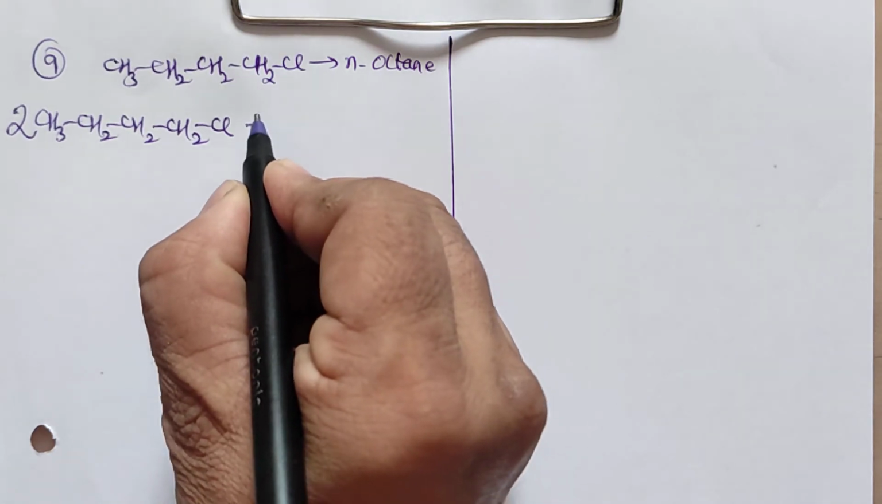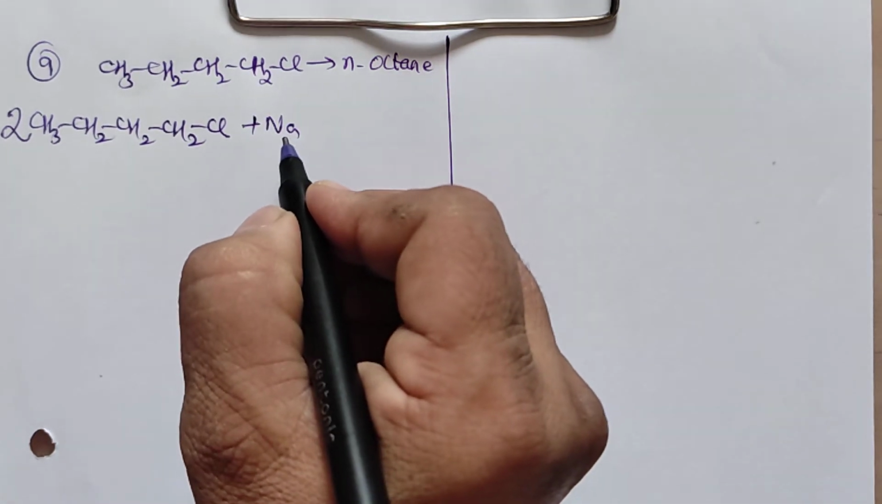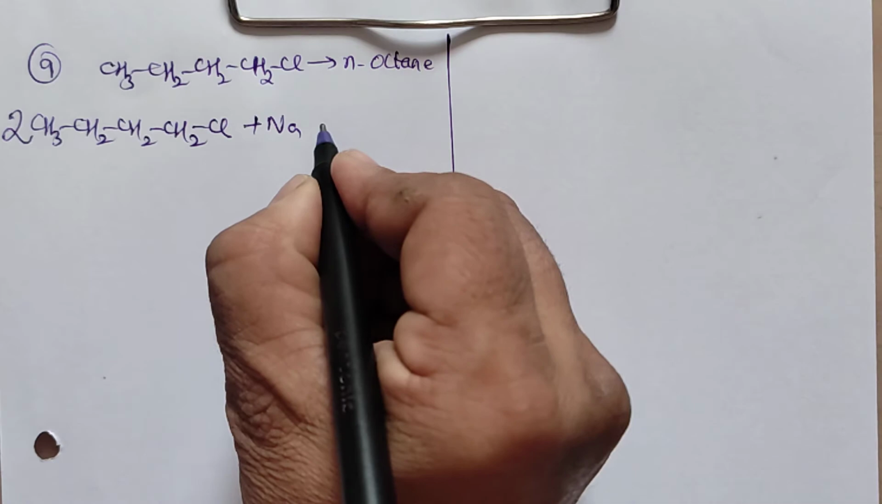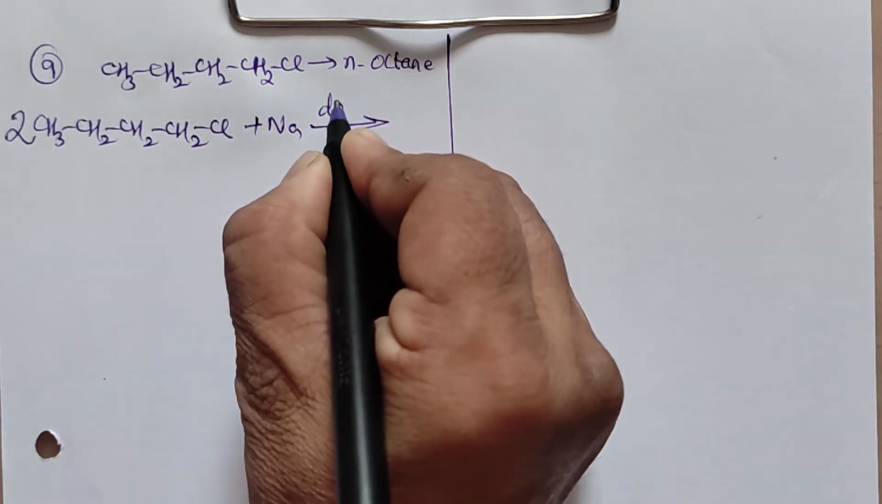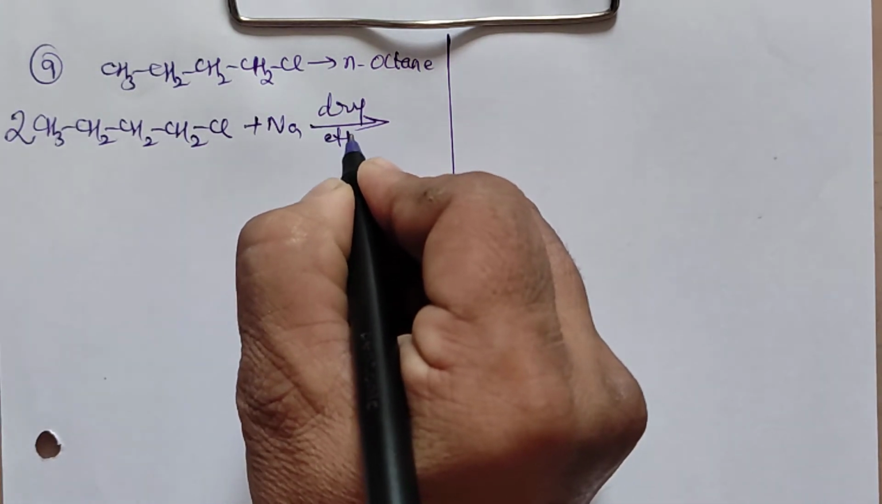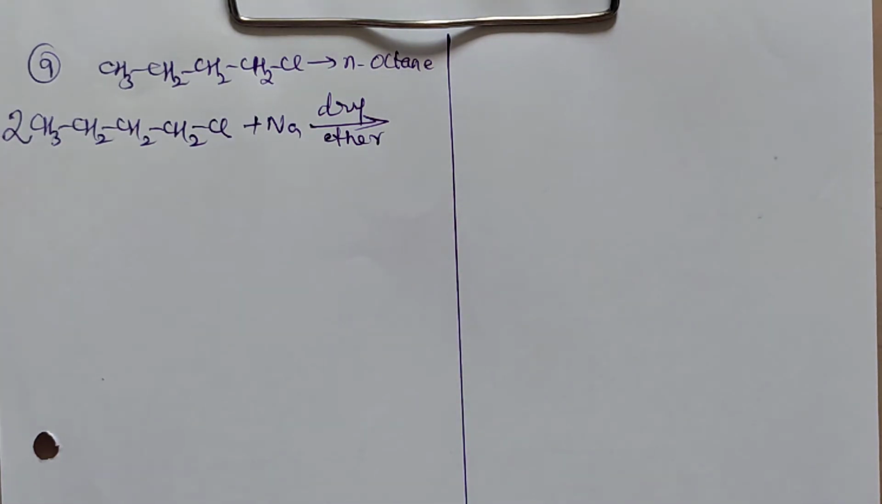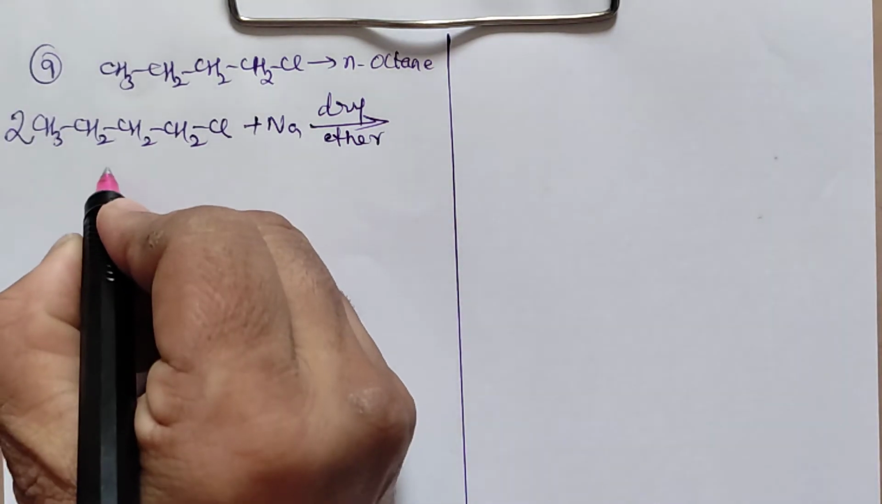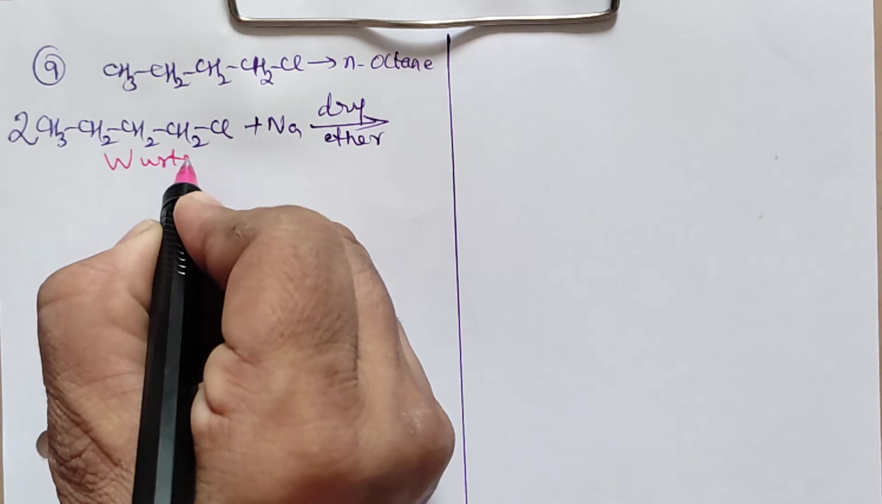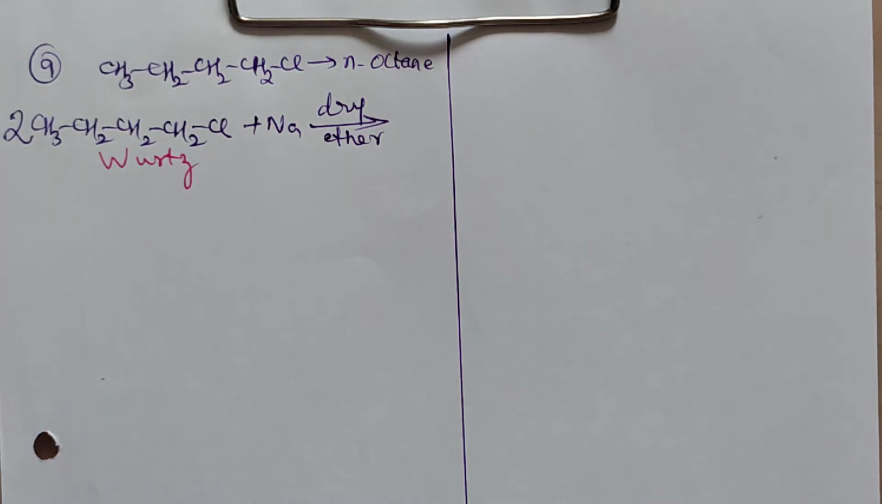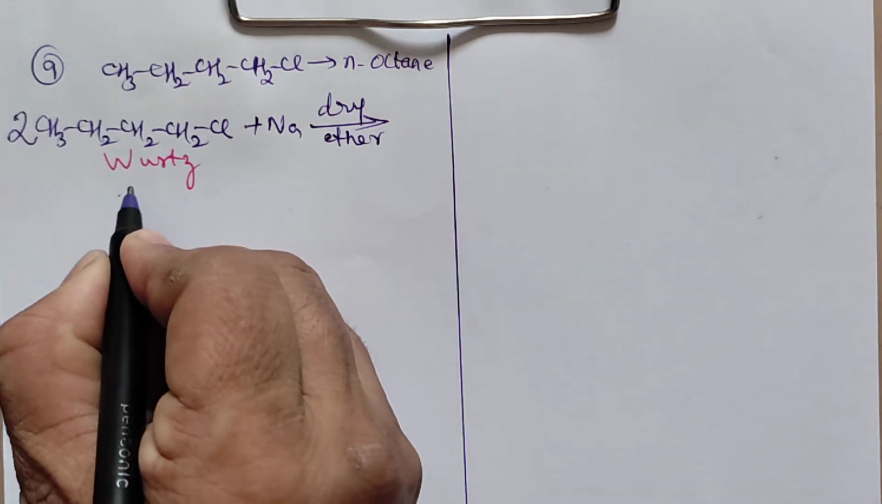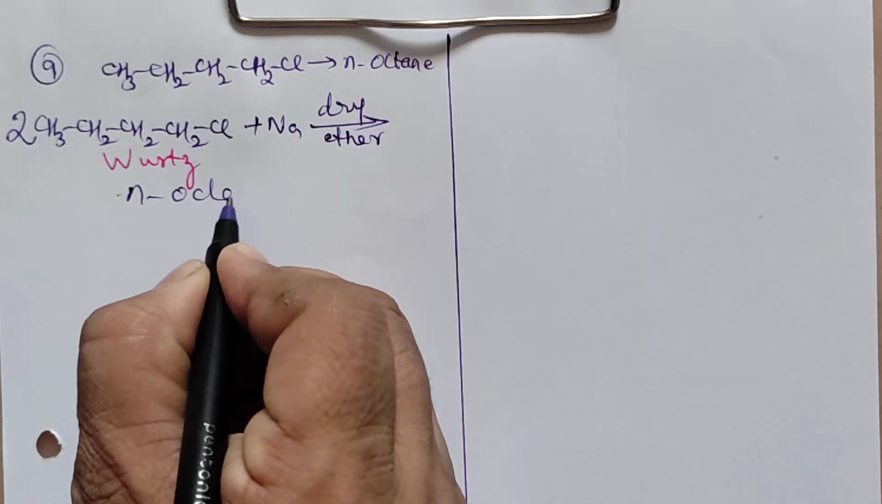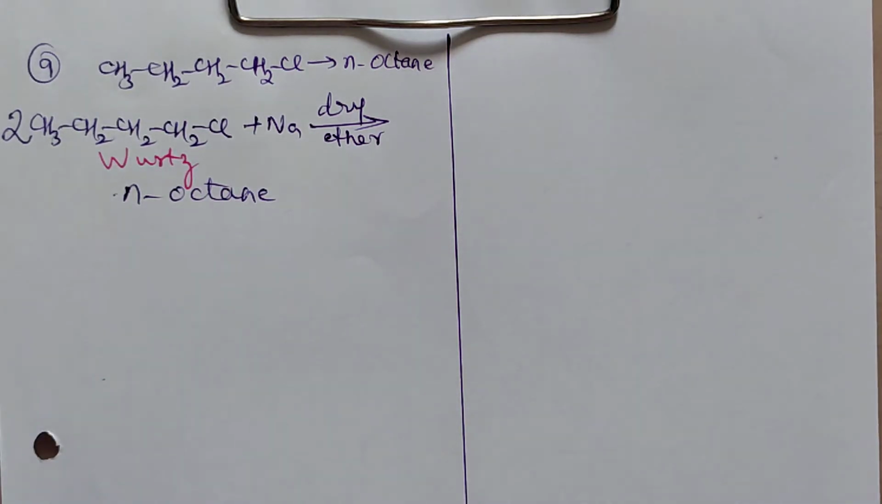In the presence of sodium, you will carry out the reaction in the presence of sodium and dry ether. What is the name of the reaction? Wurtz reaction. This is Wurtz reaction. You are doubling the number of the carbon atoms. So what you will get is n-octane. n-octane means straight chain. 8 carbon atoms, present in a straight chain. That is the product you are getting.